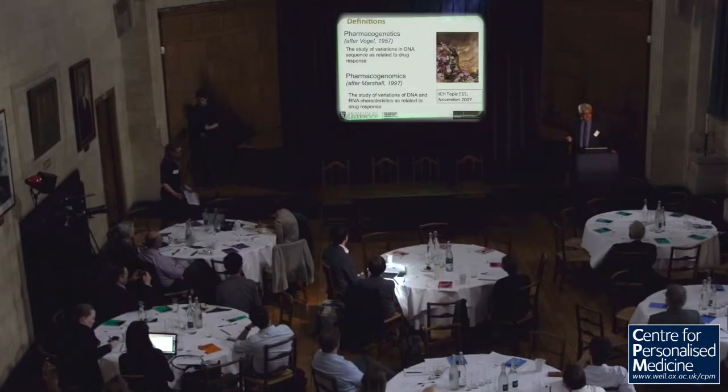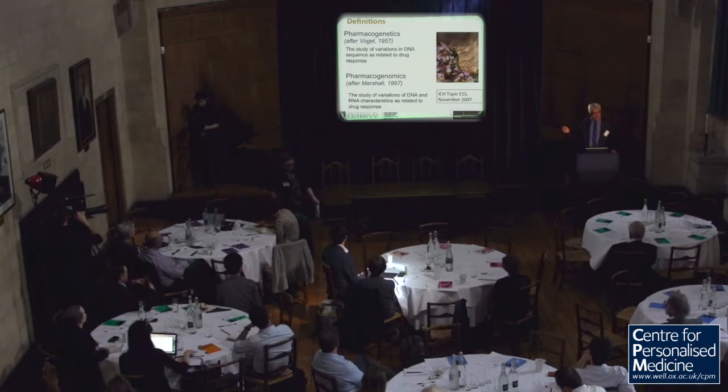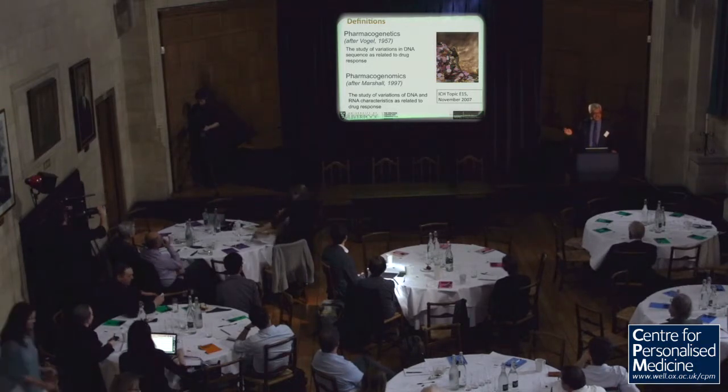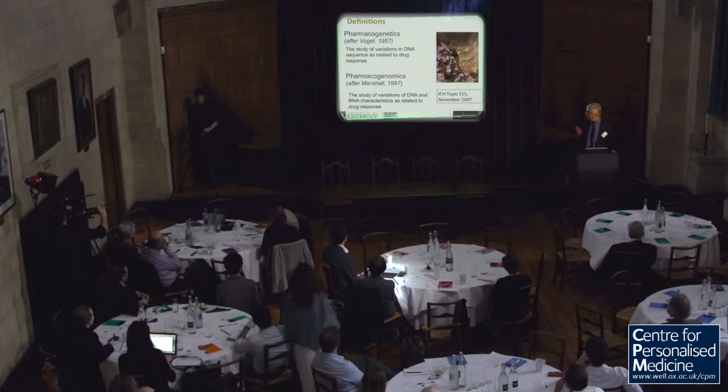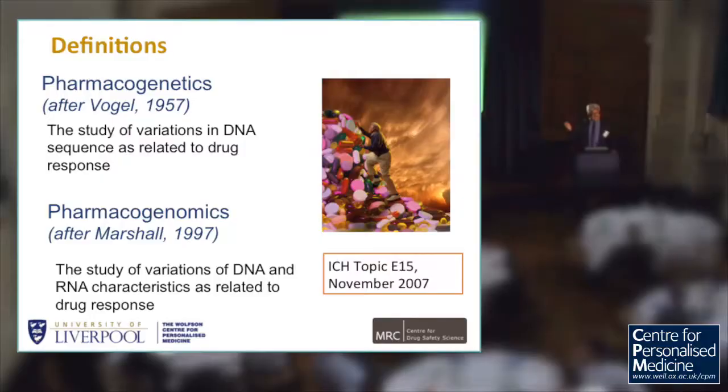I'm going to start off with a definition. These are two definitions. One is on pharmacogenetics and one's on pharmacogenomics. And these were defined by the International Conference on Harmonization in November 2007. And really what pharmacogenetics is, described by Vogel, who was a German pharmacologist in 1957, is a study of the variation in DNA and how it affects the way you respond to drugs.